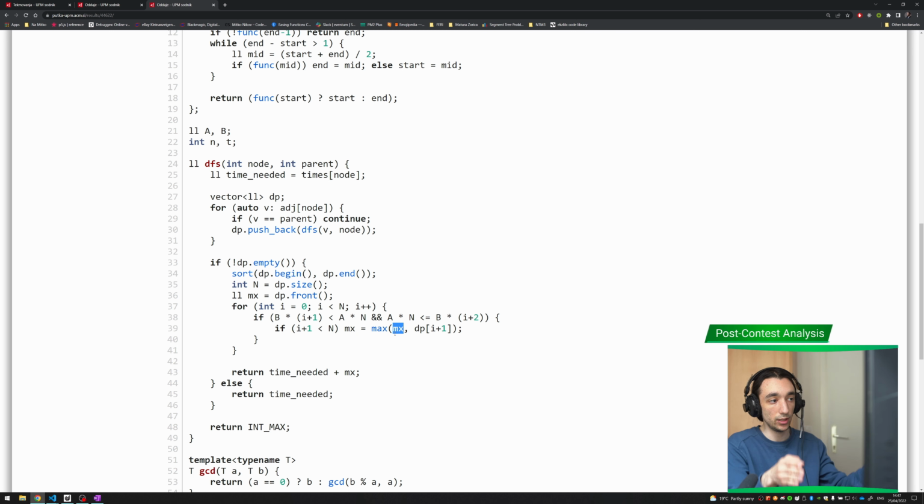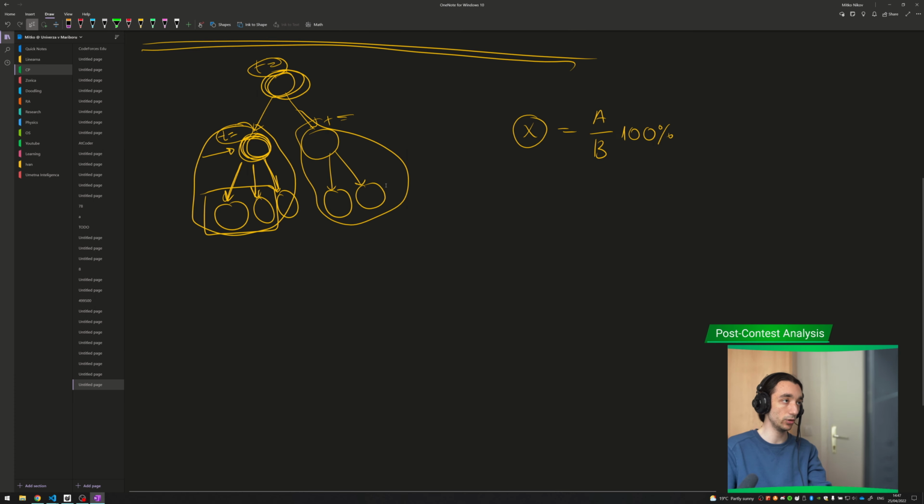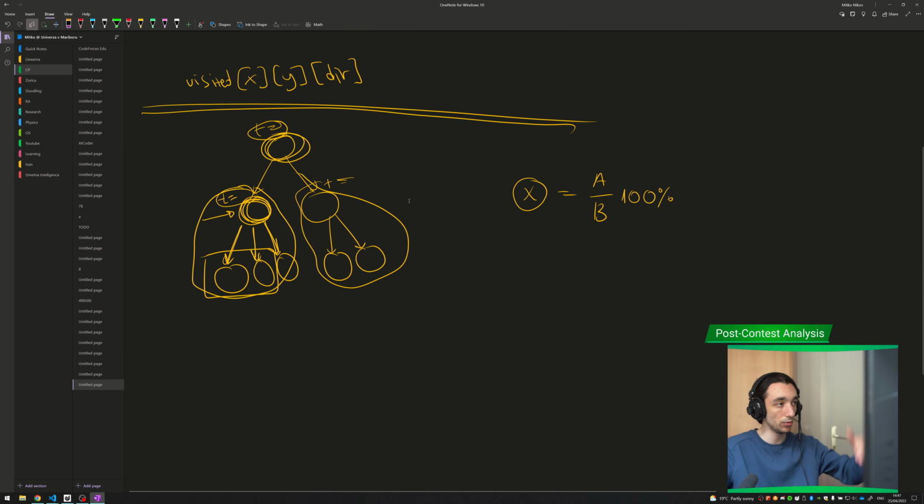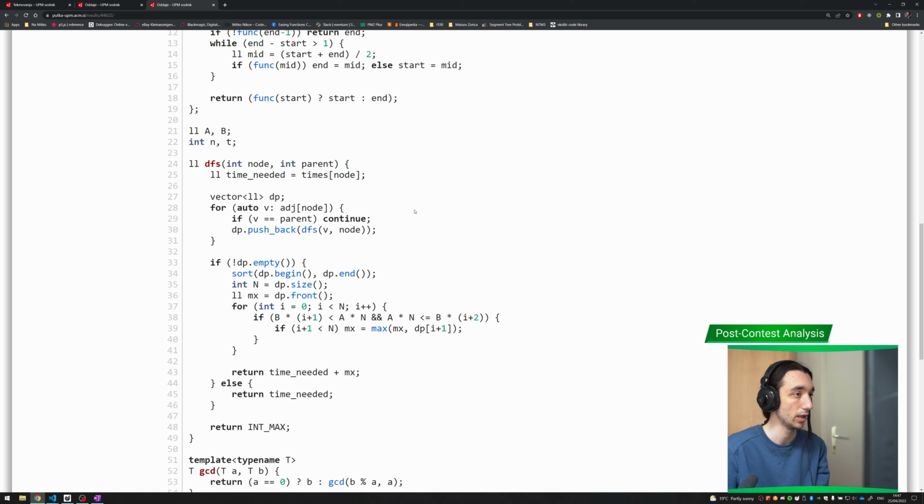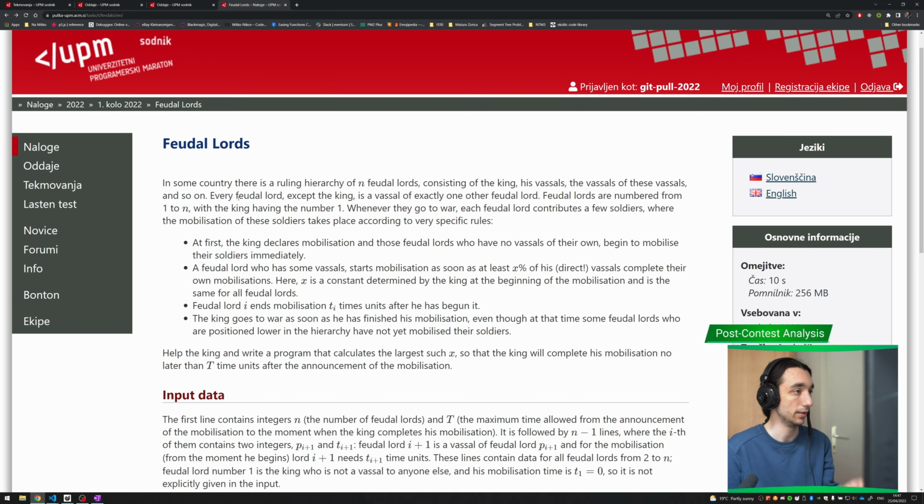for the subtrees to the X value, and then, all right, this is a bit hard to explain. And then the time needed is just the time for this node. So it's a bit hard to explain. Let me just rewrite it once again. So let's just say like this.